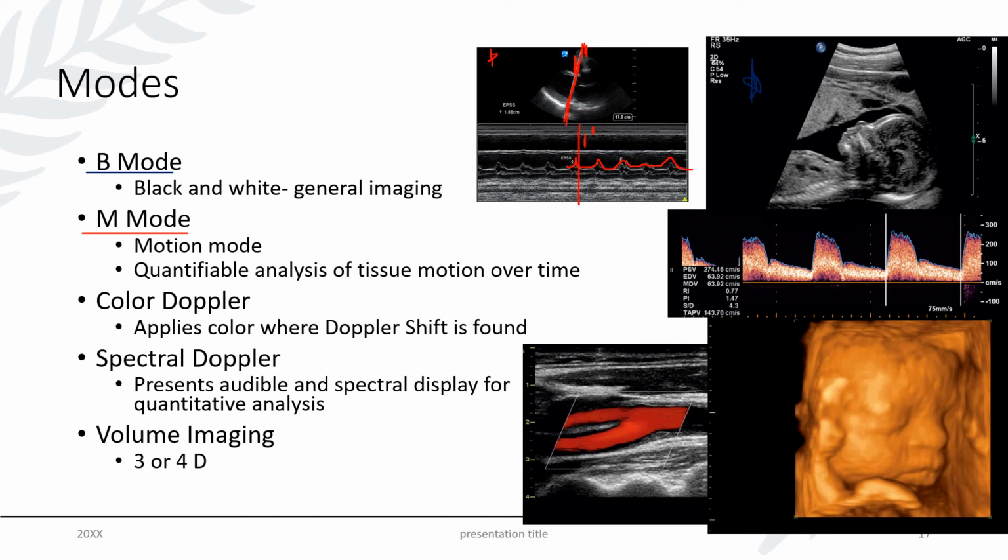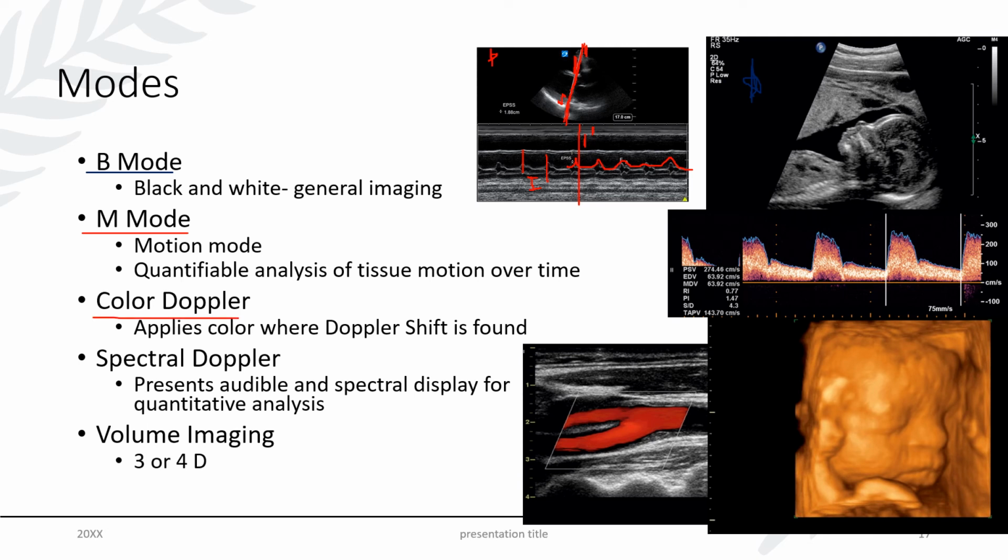This is a quantifiable analysis of tissue motion. I can measure and get a quantification of how many beats per minute we're looking at here. I can also utilize this to measure the thickness of, say, this posterior wall of myocardium. I can actually measure off of the M mode to determine that thickness. So this allows for quantification of information.